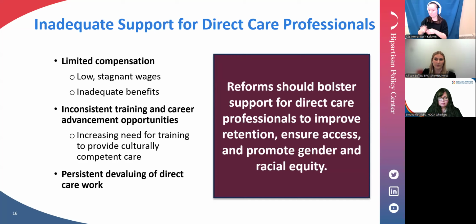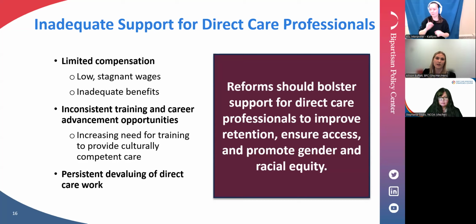Employers of direct care professionals, such as home health agencies, also play a role in determining compensation. They often determine compensation based on the payment that they receive, the cost of giving these services, and the cost of operating their agencies. In addition to low wages, many direct care professionals also lack access to essential benefits, such as healthcare or retirement plans.